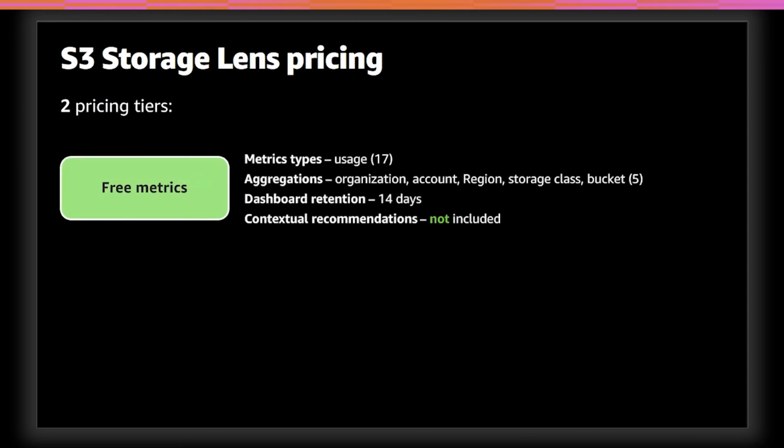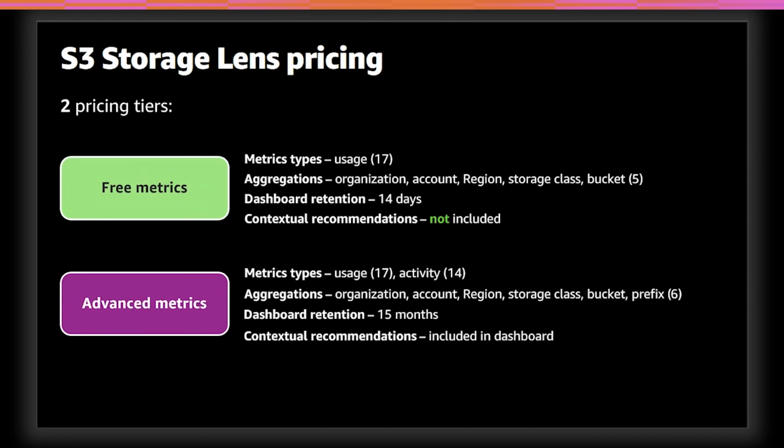Storage Lens offers a two-tier pricing model. First is the free metrics tier, which is available to all customers by default, and it provides 15 usage metrics aggregated down to the bucket level with a 14-day data retention period. And then you have the option to upgrade to access the advanced metrics tier, which includes the addition of activity metrics at the bucket level, usage metrics at the prefix level, and you have contextual recommendations in the dashboard, along with a data retention period extended to 15 months.